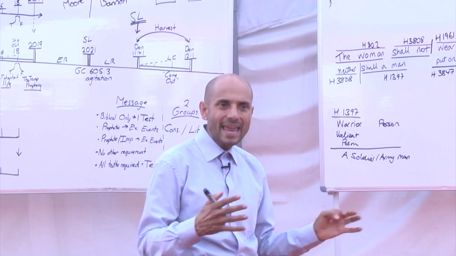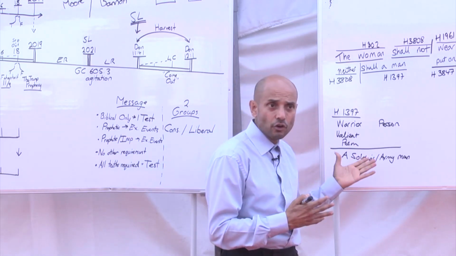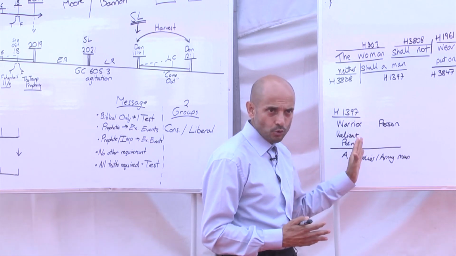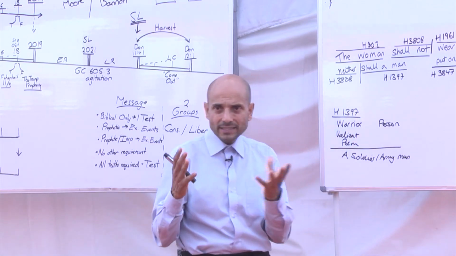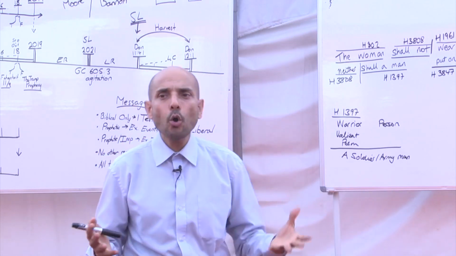The most correct way to understand the verse is this one, this warrior, soldier route. So we've got that tied down. Now what we want to do is try to understand what kind of a soldier this is.